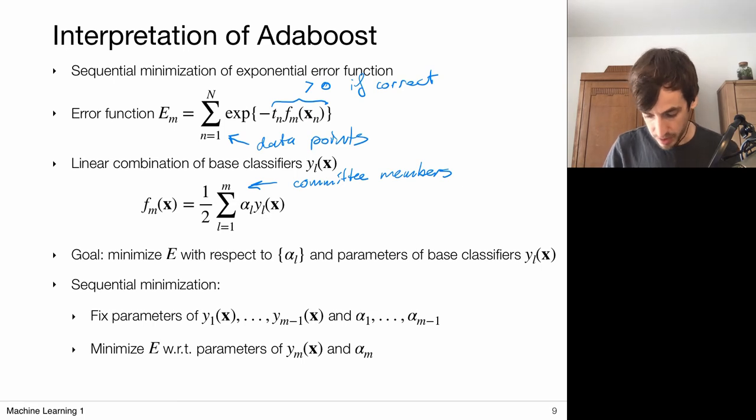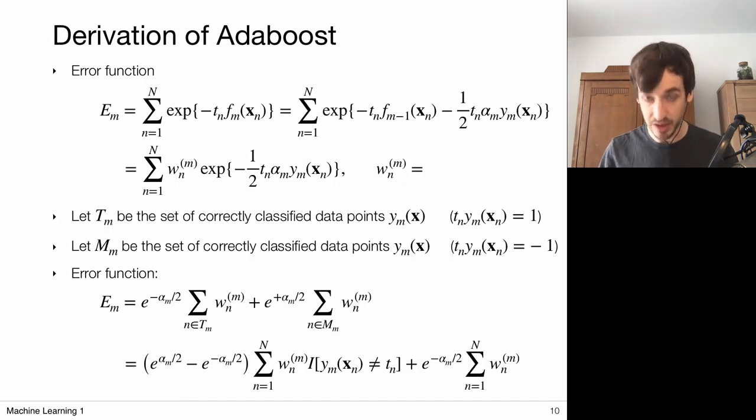So what AdaBoost actually does is a form of sequential minimization, basically fixing all the parameters of the previously trained base classifiers and their corresponding weights, and then only focusing on minimizing this error function with respect to the latest committee member, y_m and alpha_m. So what I'm going to do next is write out this minimization step with respect to y_m and alpha_m. And then in the end, we'll see that we have derived AdaBoost.